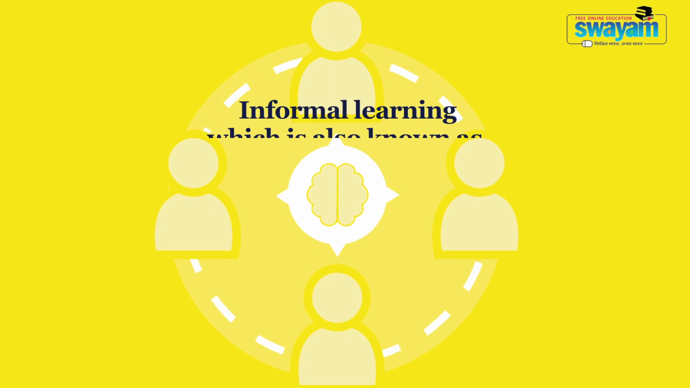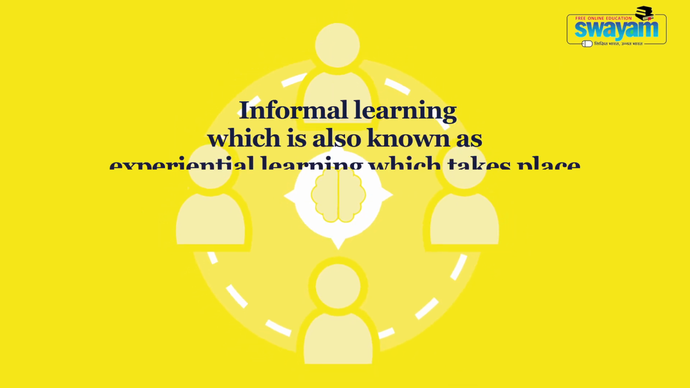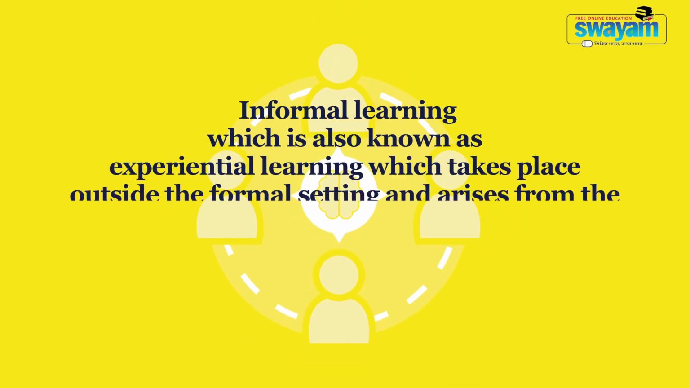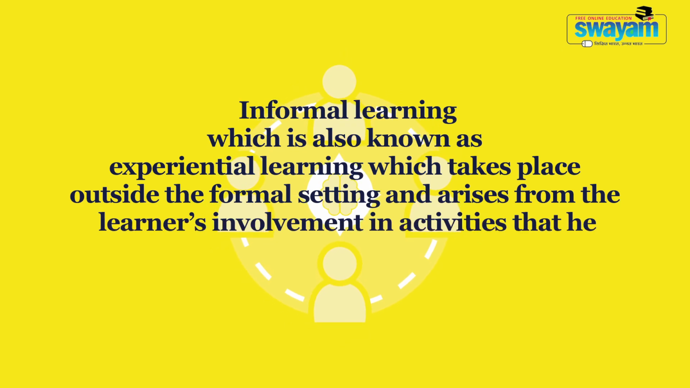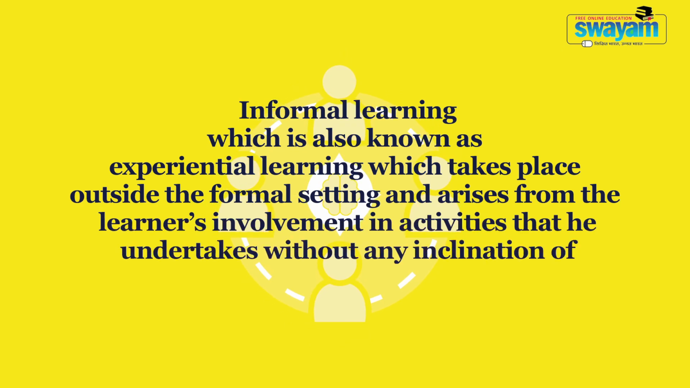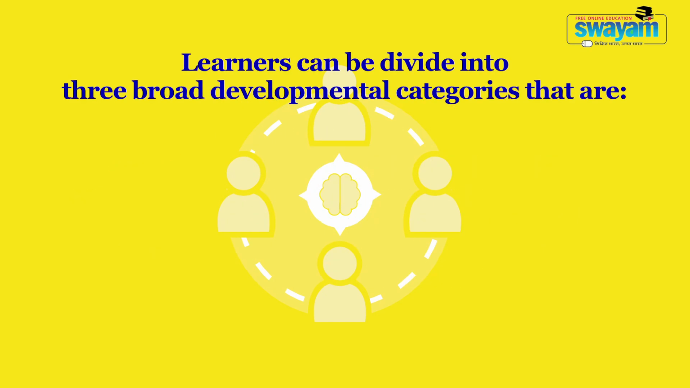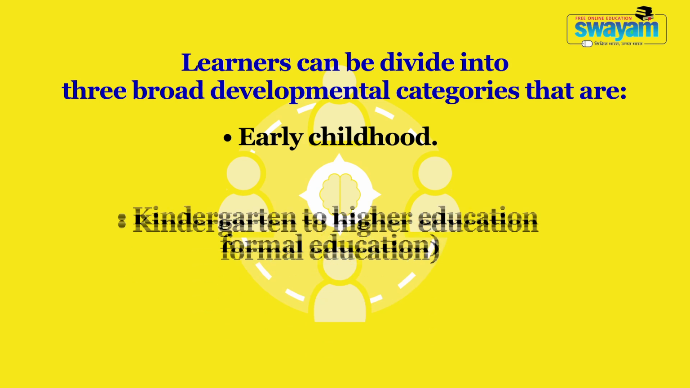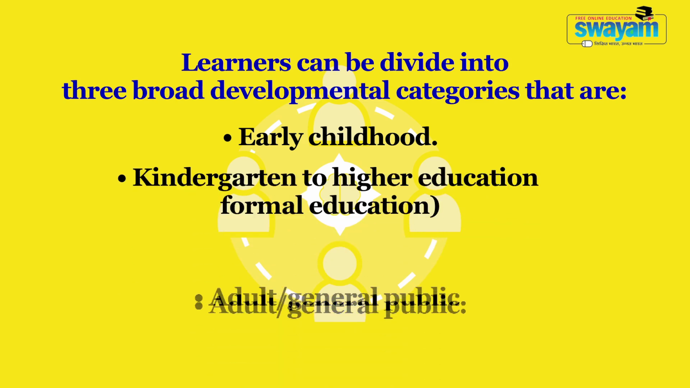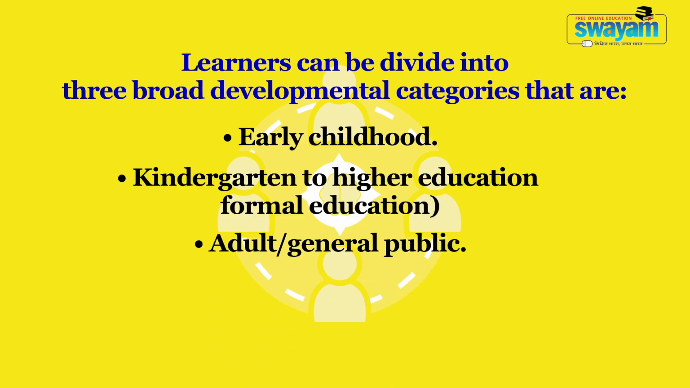Informal learning, which is also known as experiential learning, takes place outside the formal setting and arises from the learner's involvement in activities that he undertakes without any inclination of a learning purpose in his mind. Learners can be divided into three broad developmental categories: early childhood, the second category from kindergarten to higher education, and the third category, the adult general public.